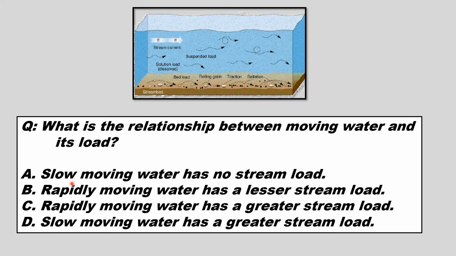What is the relationship between moving water and its load? Let's see, is it slow moving water has no stream load? No, there's going to be some. Rapidly moving water has a lesser stream load? No, it works the opposite. Rapidly moving water has a greater stream load. That's the true one. And then the other, slow moving water has a greater stream load. The answer here is C. Rapidly moving water can pick up and carry a greater stream load.